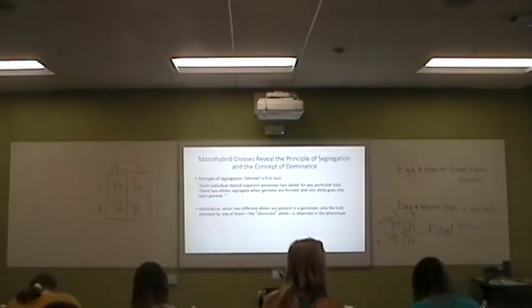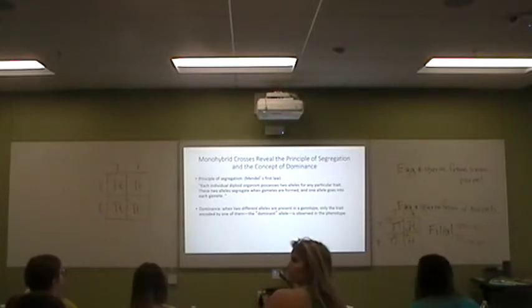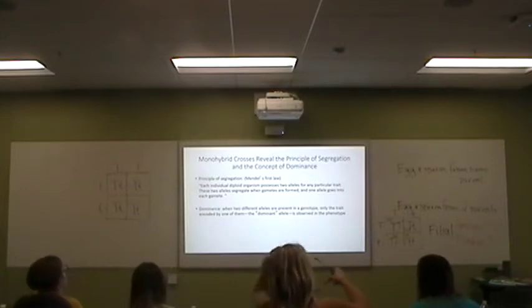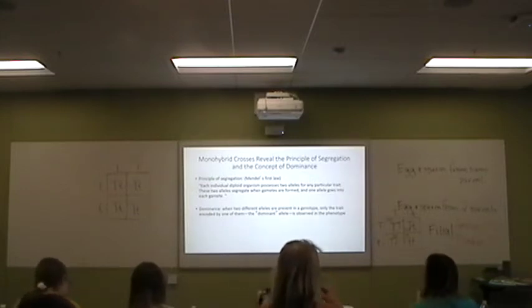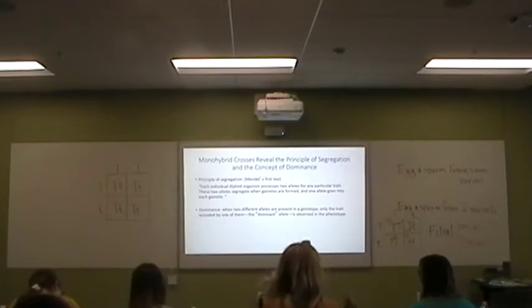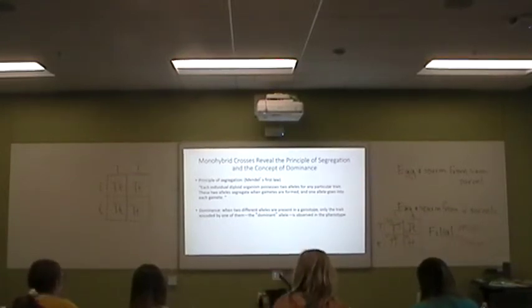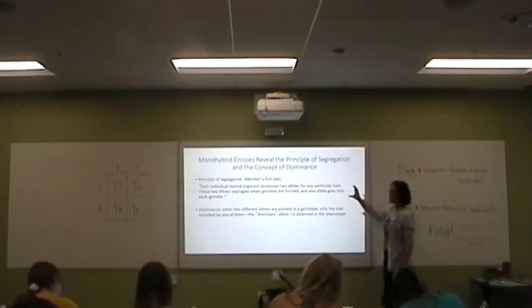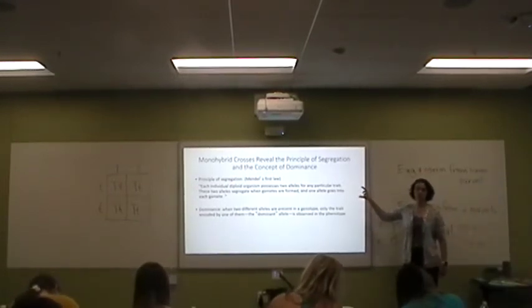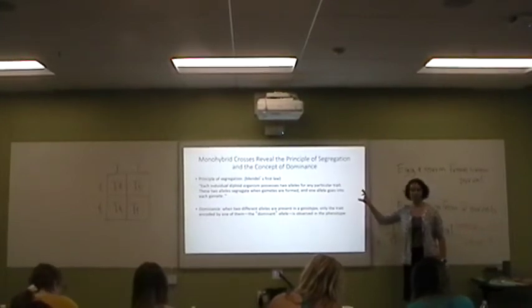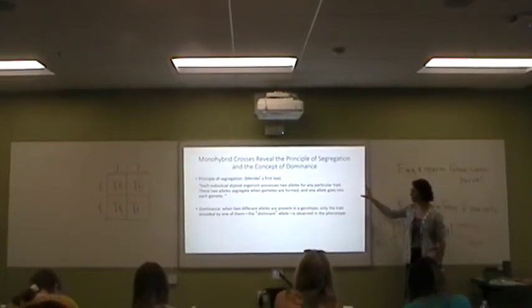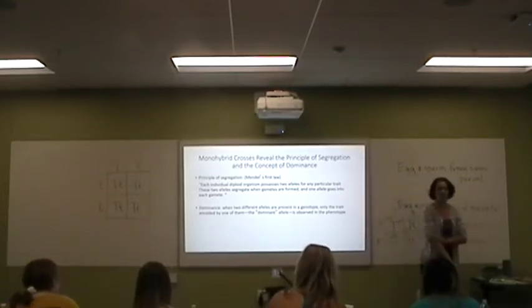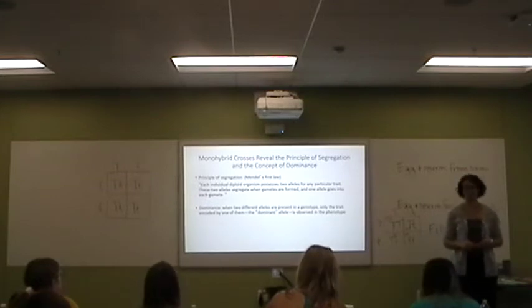And I'm gonna wrap up here. So actually, this process, the monohybrid crosses, is what allowed Mendel to make his first law, which was the law of segregation, or the principle of segregation. This is literally what it states. Each individual diploid organism possesses 2 alleles for any particular trait. True? Yes, true. Those 2 alleles segregate when gametes are formed, and 1 allele goes into each gamete.